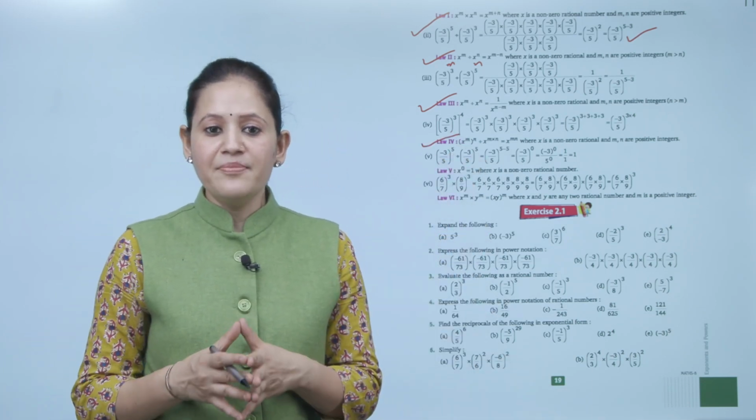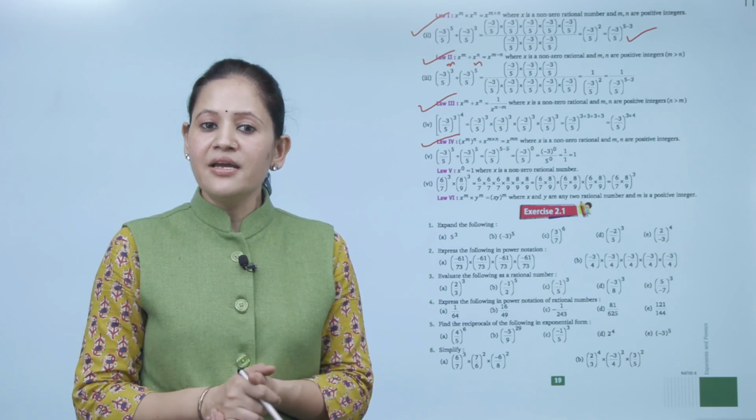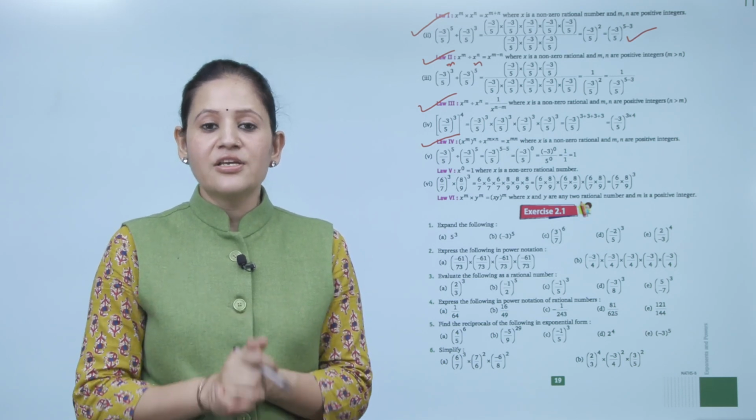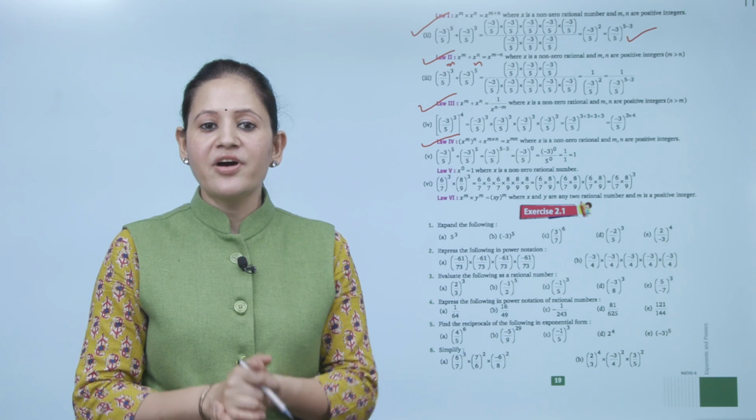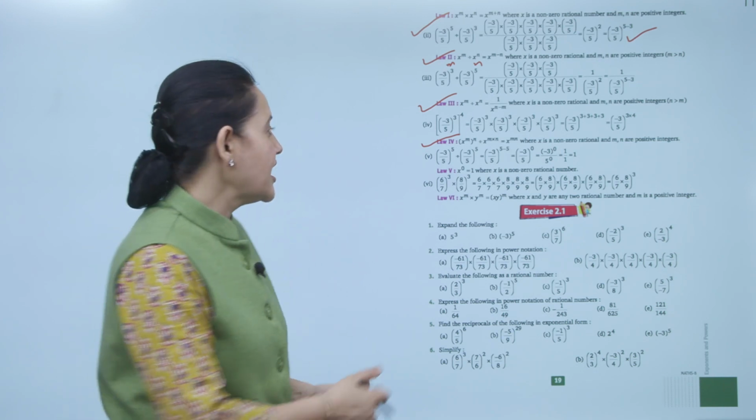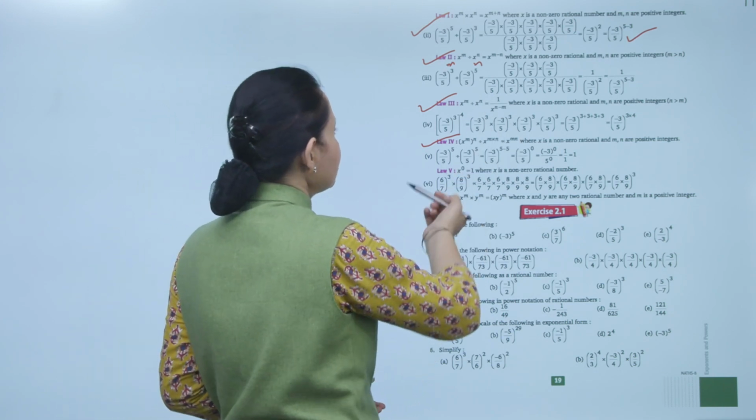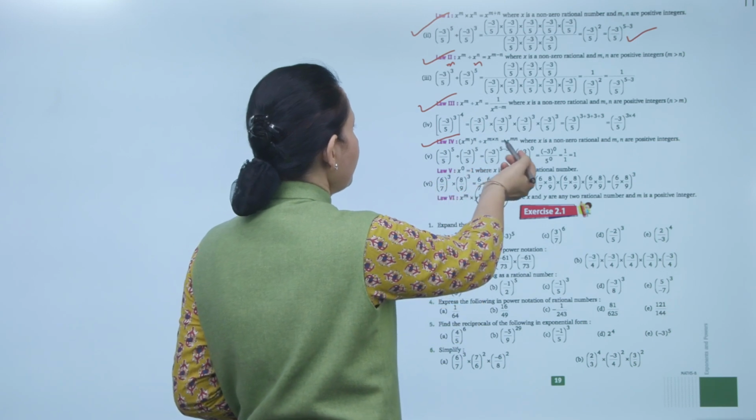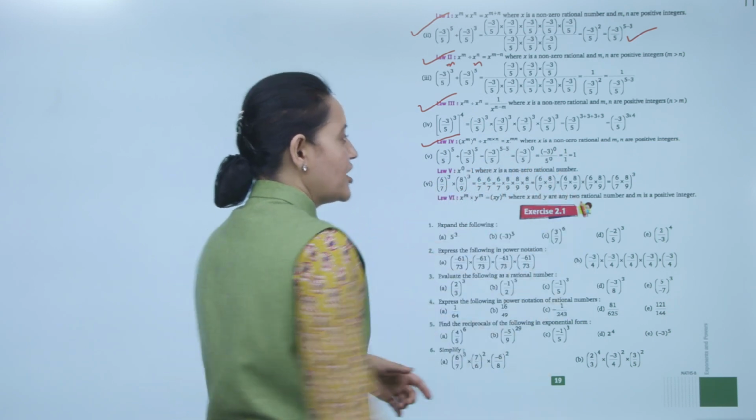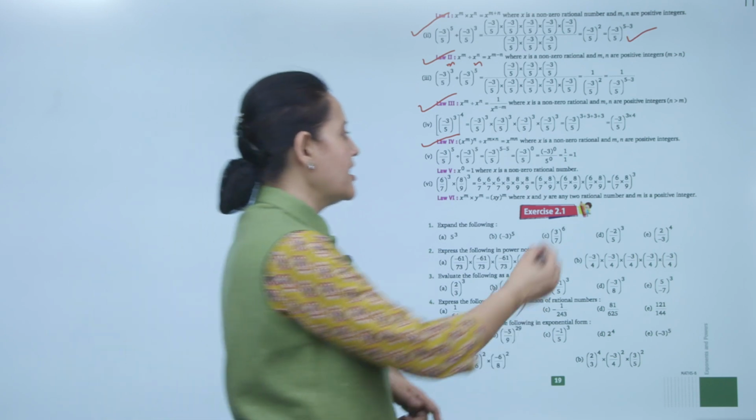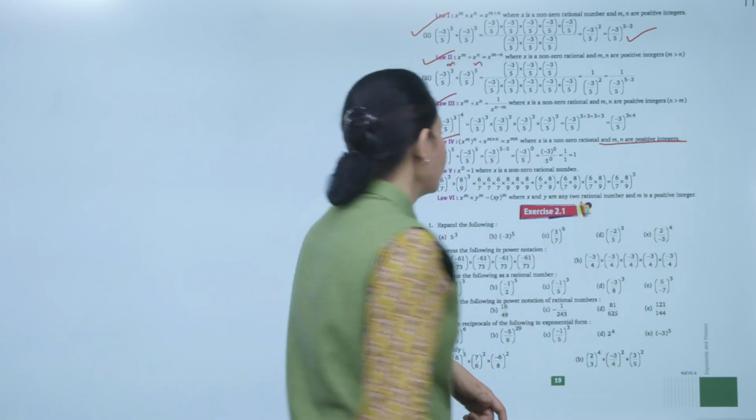(x to the power m) whole power n is equal to x to the power mn. So the power of x will be mn, where x is a non-zero rational number and m and n are positive integers.